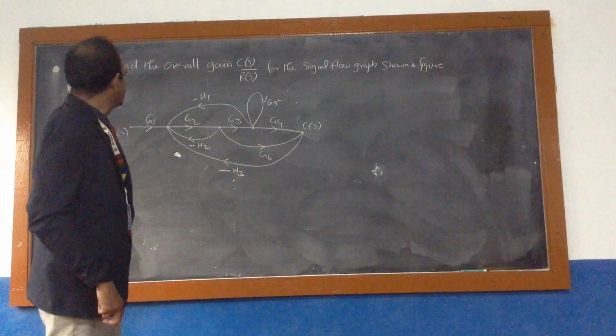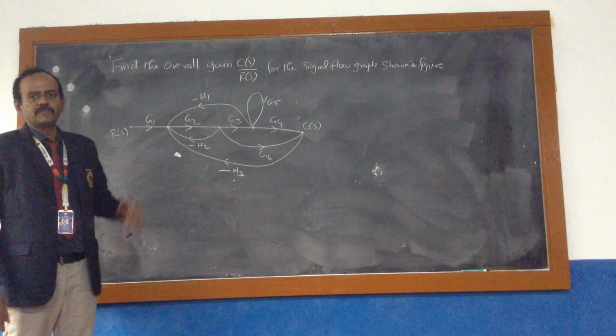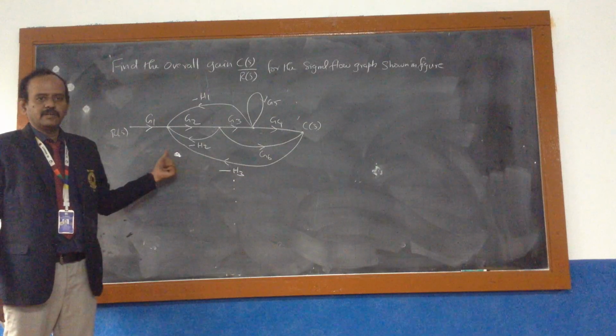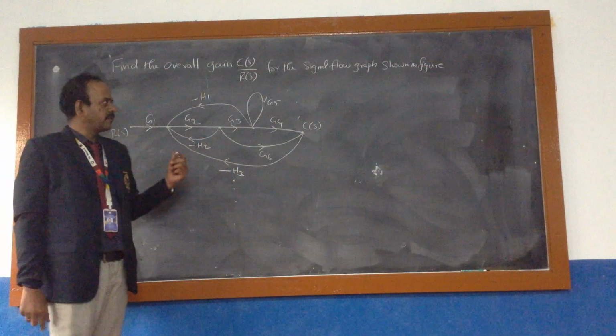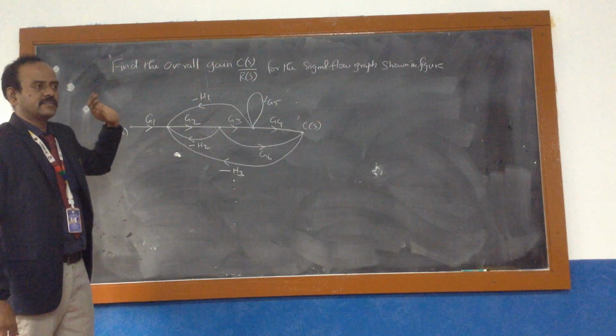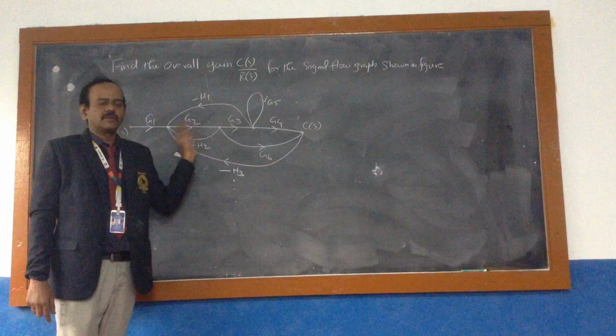Today I am going to show how to find the overall transfer function for the given signal flow graph. This is one of the important topics in control systems: how to find the overall gain, or overall transfer function. It is one of the methods to find the overall transfer function.